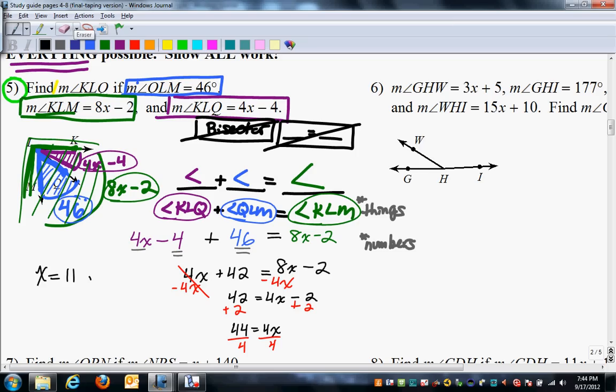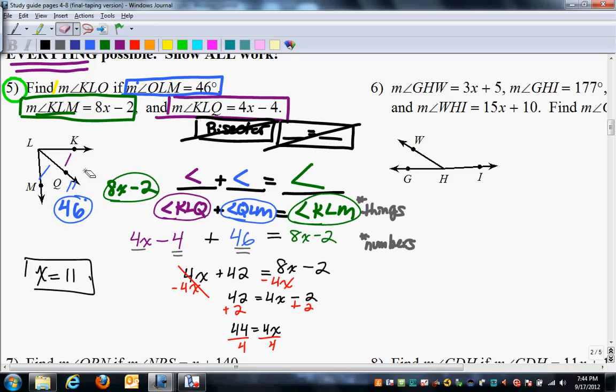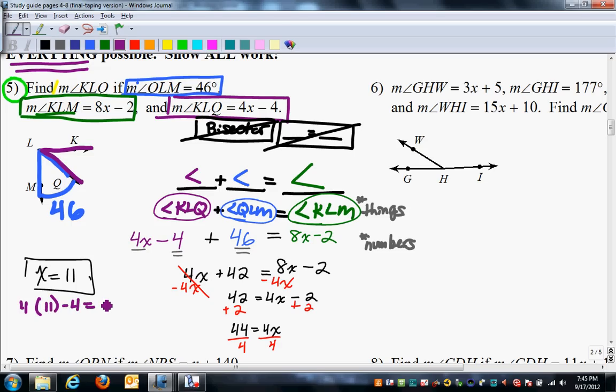Now, don't get all happy, because x equals 11 is only the variable. Let's see what else we can do with this variable. Let me erase all this chicken scratch here. Only one of the angles was given, and that was QLM, which we were told was 46. So now we can do the purple angle. The purple angle is 4x minus 4. So 4x, which is 11, minus 4, that's 44 minus 4. That's going to equal 40. So this angle here equals 40.